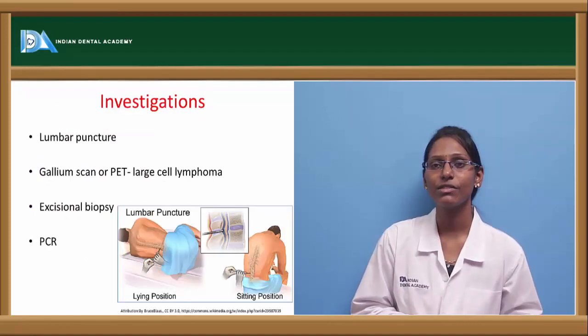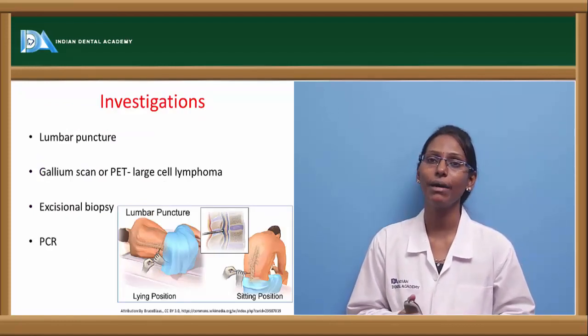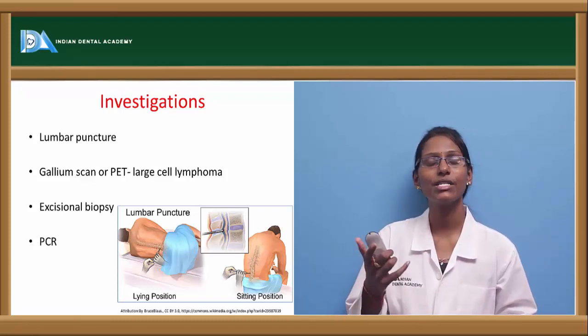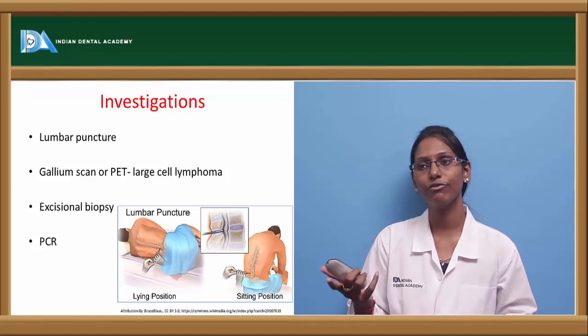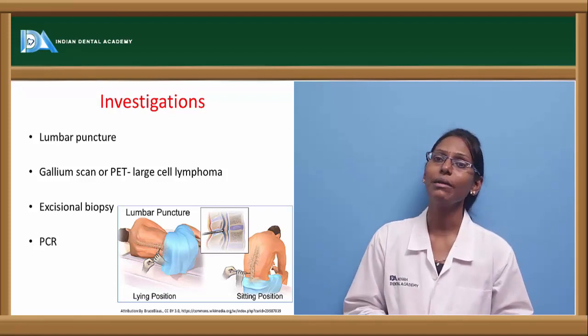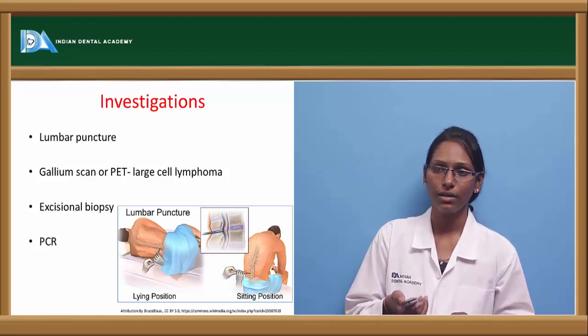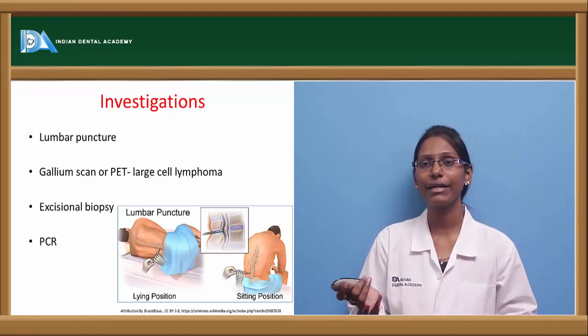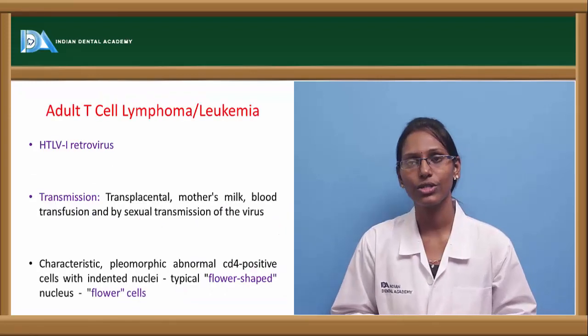Coming to the various investigations: complete blood picture, lumbar puncture, and gallium scan. PET can also be helpful, especially in identifying large cell lymphomas. Excisional biopsy and PCR, polymerase chain reaction, can also be helpful in identifying non-Hodgkin's lymphoma.